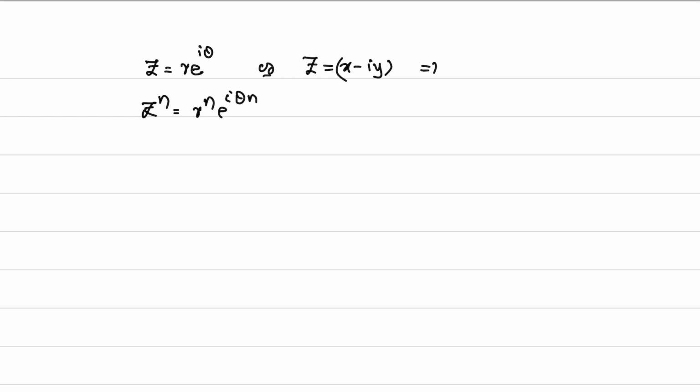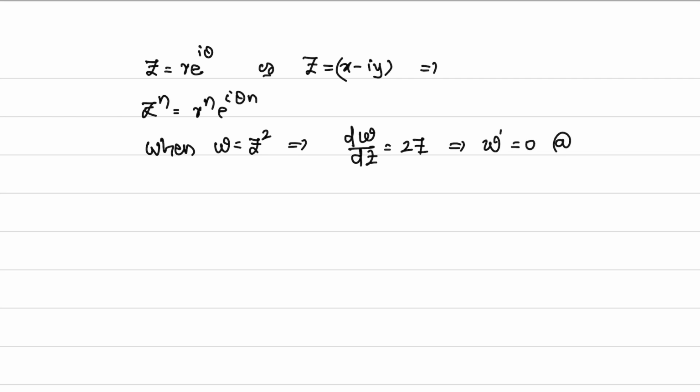And when W is equal to Z square, it's very important. Please listen to me. When W is equal to Z square, what is the value of dW by dZ? That is equal to 2Z. That implies W dash is equal to 0 at Z is equal to 0.